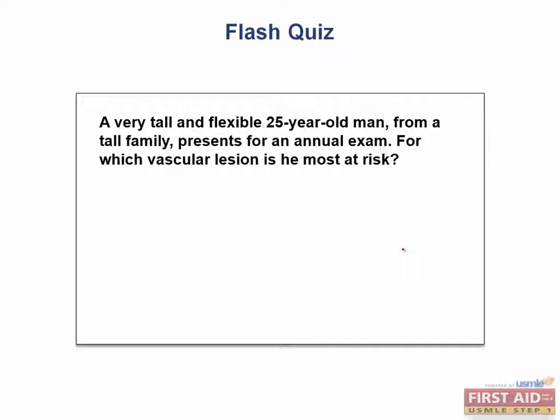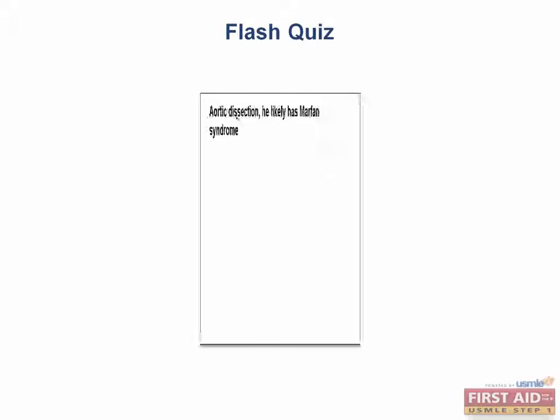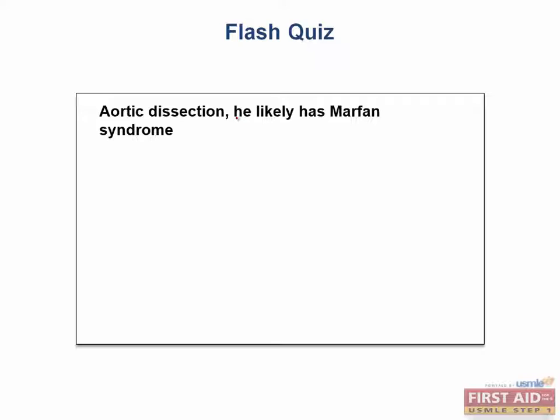So a couple things here should get your brain rolling. This guy is very young. He's very tall. He comes from a tall family. So either they are a family of very tall, flexible gymnasts, or they have some sort of inherited connective tissue disorder. So what does this guy have? Most likely, this guy has Marfan syndrome, which puts him at a very high risk for aortic dissection.